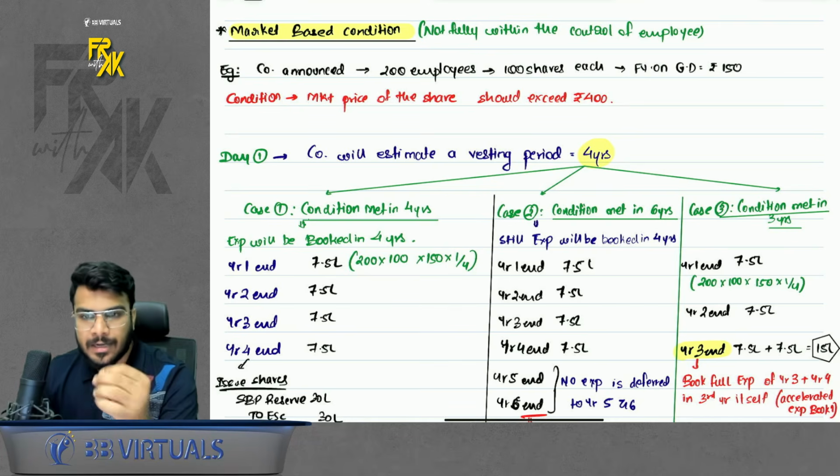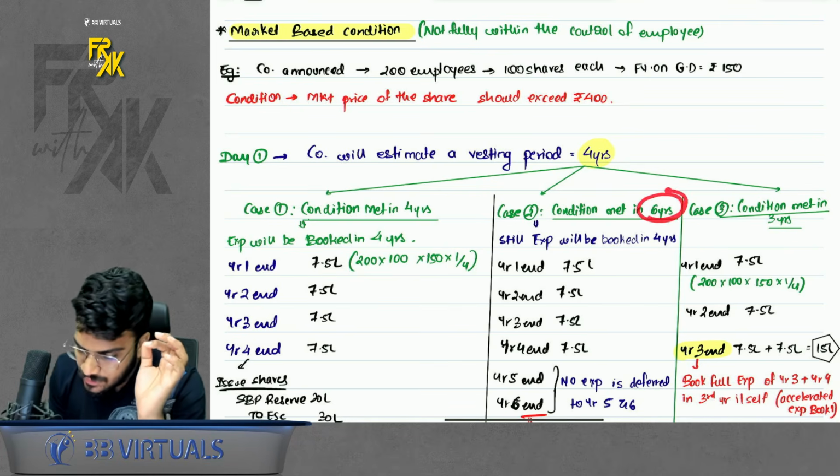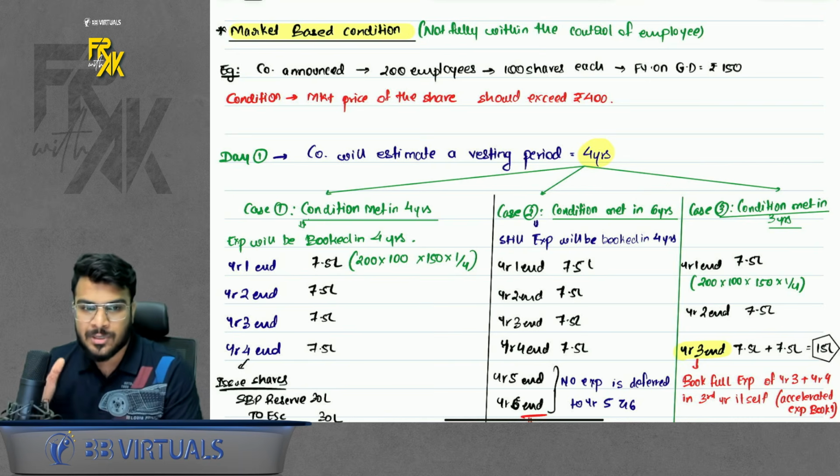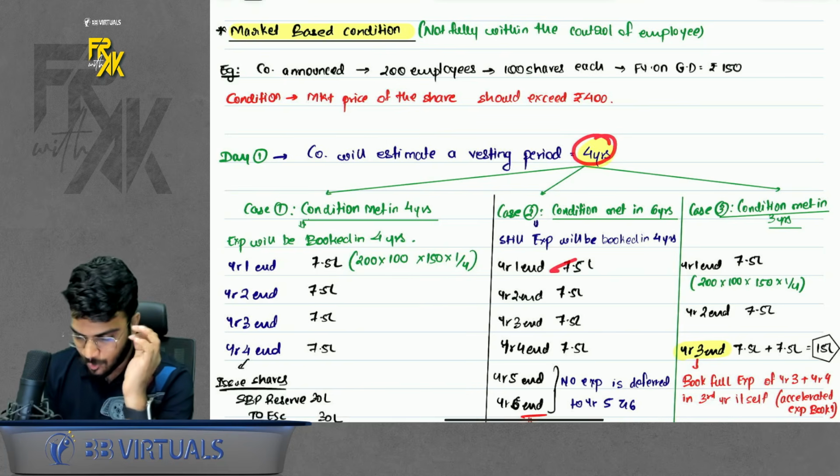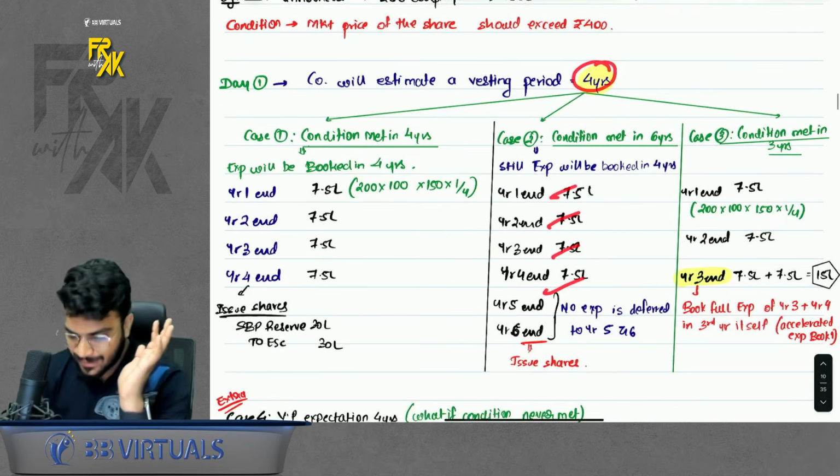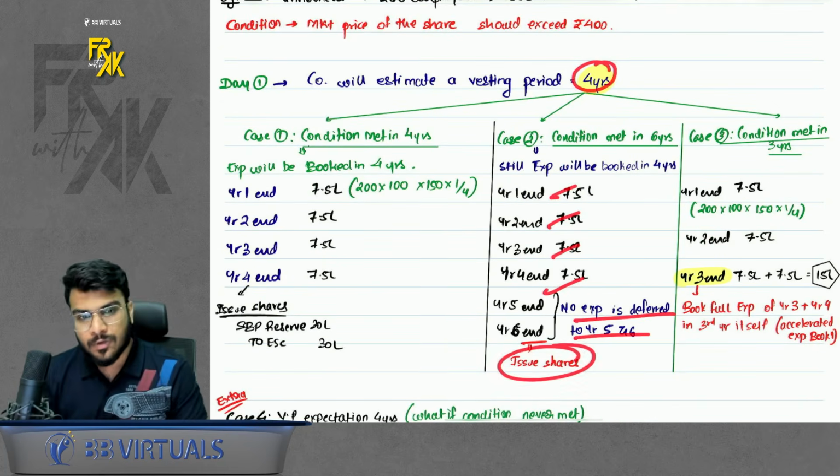In market based condition, we are not concerned whether the condition is fulfilled or not. Even if the condition was met in 6 years, you will not defer any expense to 6 years. You will book the expense in 4 years only. So book in year 1, 2, 3, 4. In year 5 and 6, you will book nothing. Only in year 6, you will issue the shares.